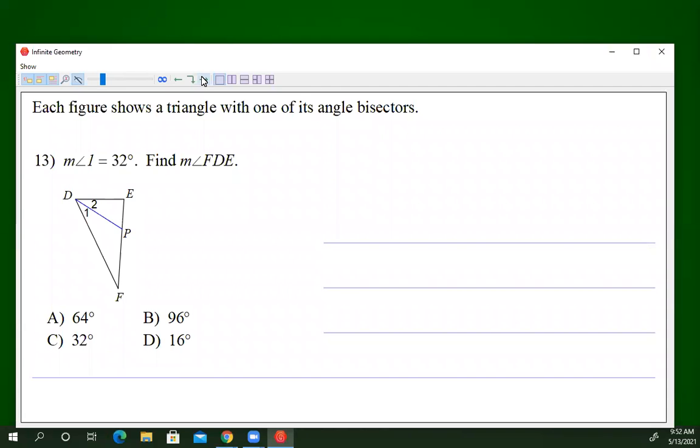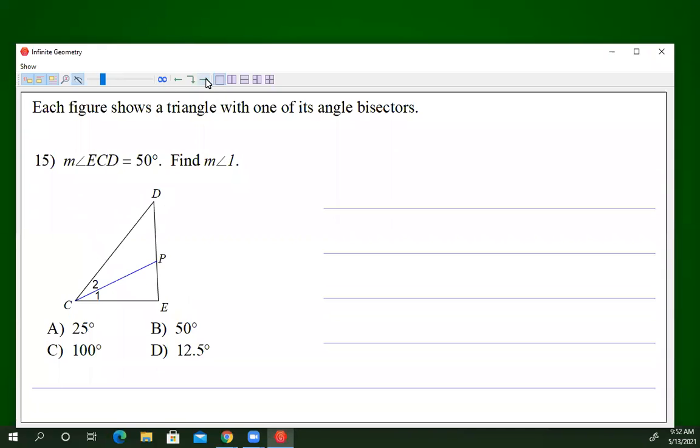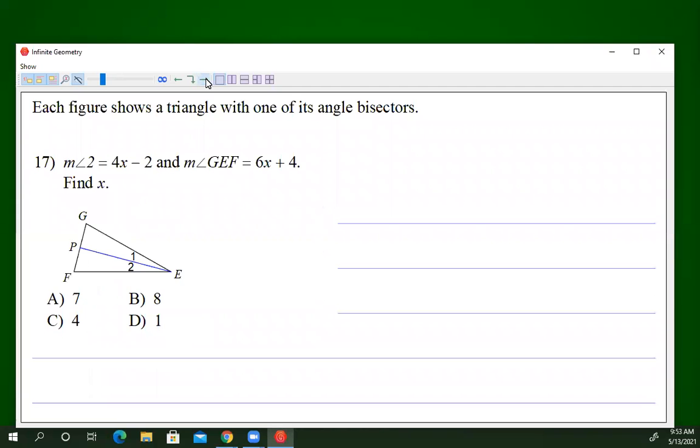With an angle bisector, first of all, it tells you that you have one. So what you're looking for, anytime you have an angle bisector, that just means these two little angles, 1 and 2, are equal to each other. That's all. So if 1 is 32, that means 2 would also be 32. But they didn't ask me for angle 2. They wanted angle FDE. So that would be 32 and 32 together, obviously 64. Okay, so just pay attention to what they give you. And that should help.